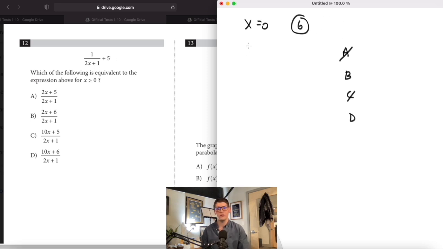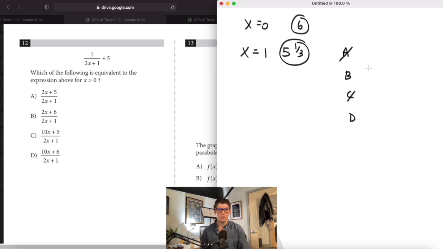But just to be clear here, let's try a different number. Let's try x is 1. If x is 1, then we get 1 over 1/3, right? 2 plus 1 is 3, so that's 1/3 plus 5. So 5 plus 1/3. 5 and 1/3. That's what I'm looking for. Go to answer choice B.